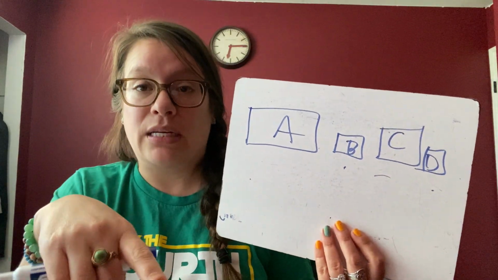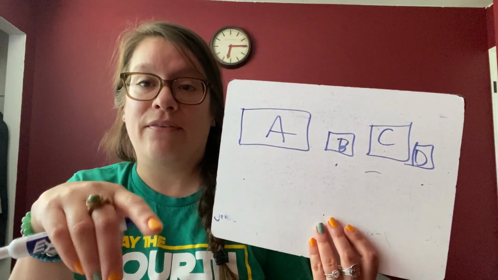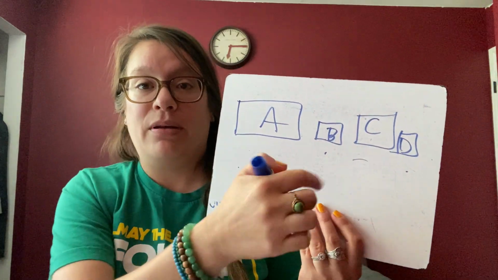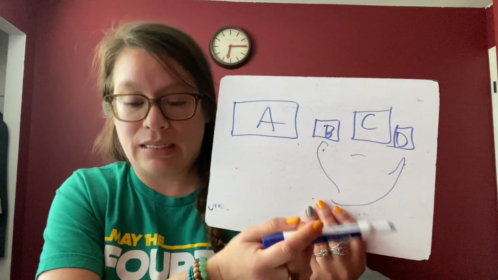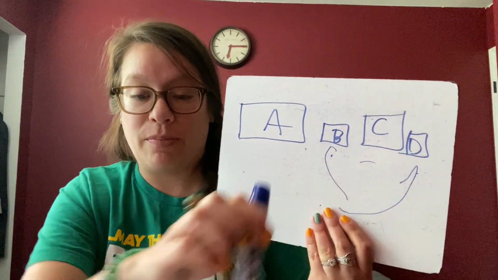Now, which of the rectangles are congruent? Which of them have the same size and the shape? So it would be B and D, right? Those two are congruent because they have the same size and shape.